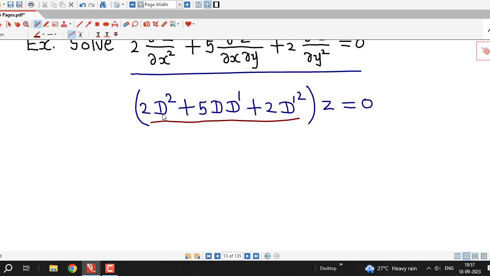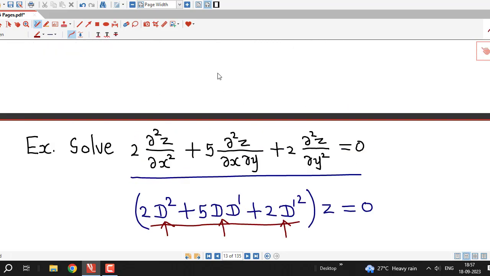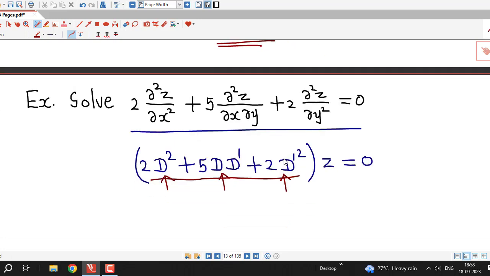We can see that in each term degree is same. Here degree is 2, here also degree is 2, and here also degree is 2. Therefore capital F is a homogeneous function of D and D'. So what we are discussing? We are discussing the method for solving linear partial differential equation with constant coefficients which is homogeneous, and in which this capital F is also homogeneous function of D and D'.